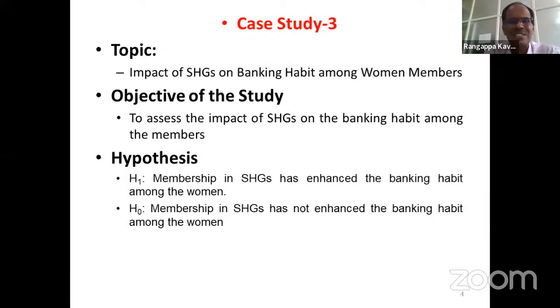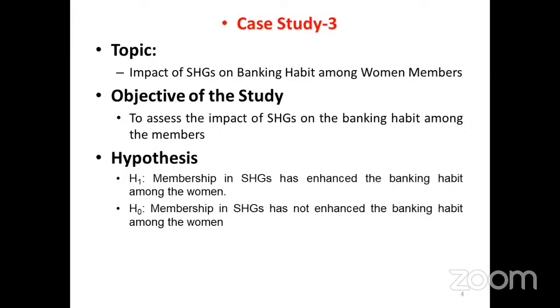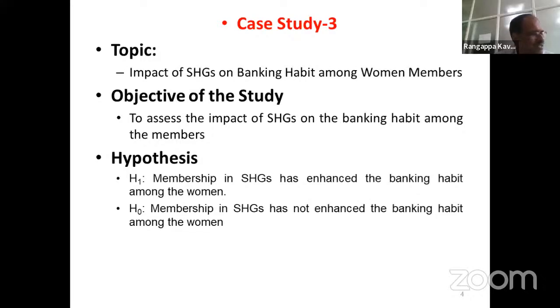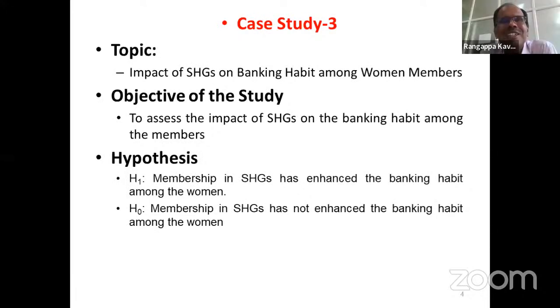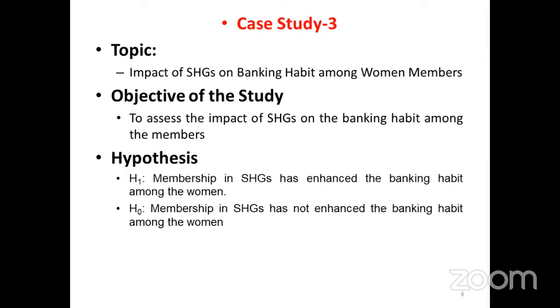Given this context, which test is relevant here? Dependent t-test, and one tail. Chetan, what is quantifiable here? Is there anything which we can measure here? Membership in self-help group has enhanced the banking habit. We can actually measure the banking habits, sir.